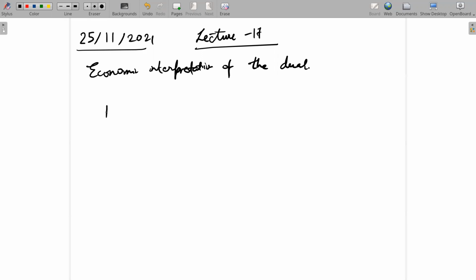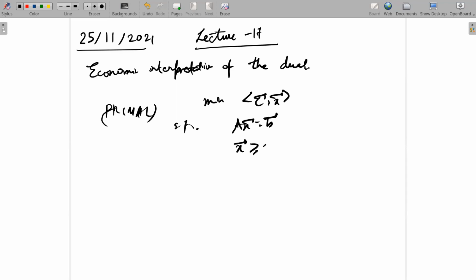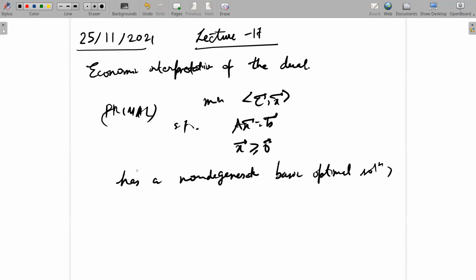In the end, we had this problem. The primal problem was: you want to minimize c dot x. Let's say we put it in standard form such that Ax equals b. And then we had an additional assumption that this primal problem has a non-degenerate basic optimal solution. Let's just think of this as some technical condition. Of course, it is quite important, but for the moment, for our understanding, let's think of it as a technical assumption. As a general principle, we just say that every such primal has such a solution.